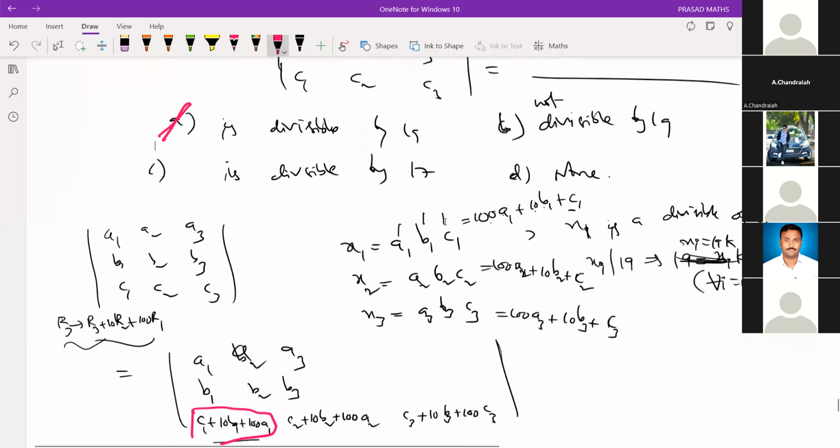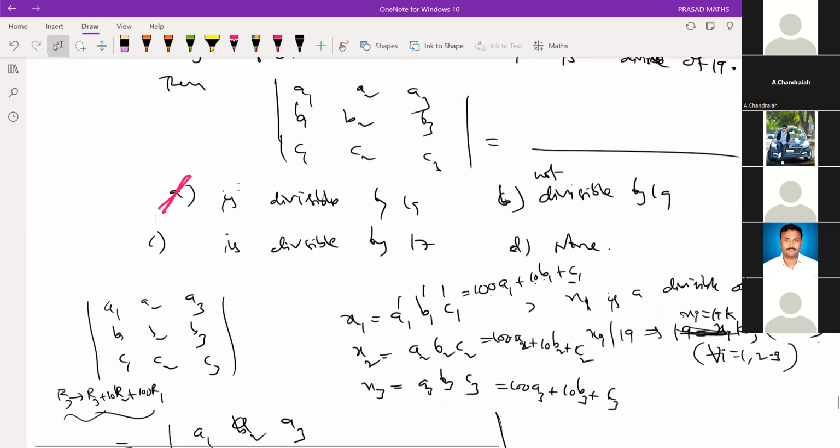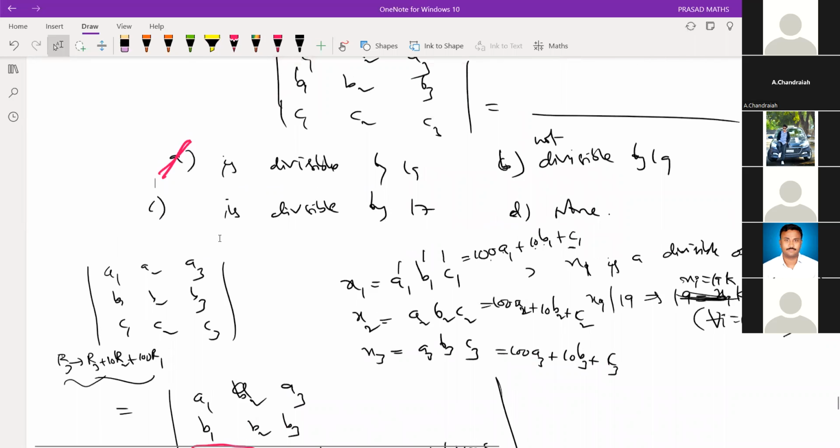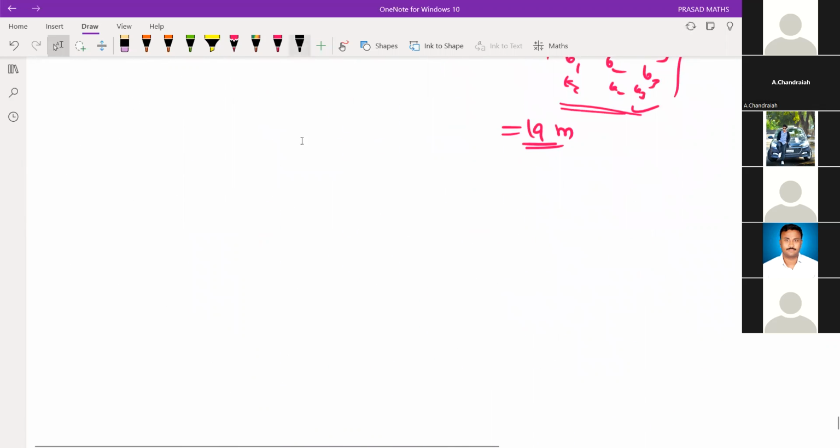So what is the trick behind this? You need to expand the number in expanded form: 100 into A1, 10 into B1, plus C1. Because your options are like, it is divisible, it is not divisible. Then what you do is write the numbers in expanded form. So that is the trick, right?